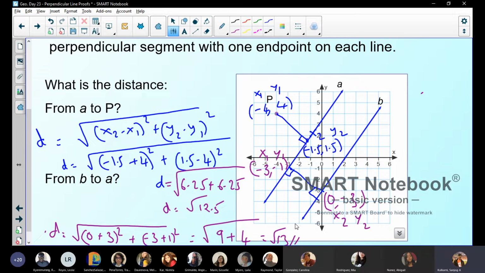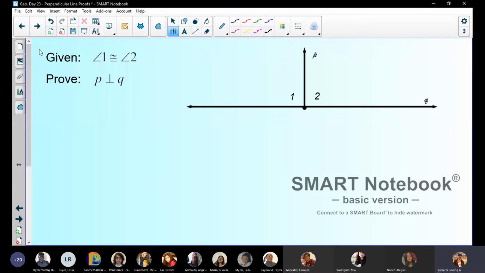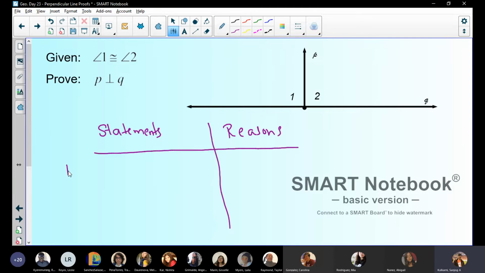Okay, let's see the next one. Move to the next slide. We will see a few proofs. We have been given that angle 1 is congruent to angle 2, and we need to prove that P is perpendicular to Q. I'll do this by a two-column proof. So I have statements on the left and reasons on the right. And every step has to be numbered.